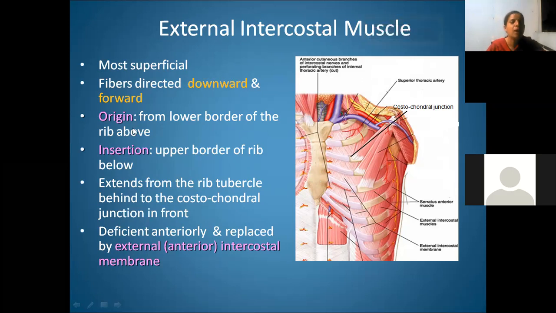Sternum you are finding. The origin, now see, is the lower border of the rib above. Fibers are running downwards and then it gets inserted into the upper border of the rib below. Lower border of the rib above is origin, comes down, gets inserted into upper border of the rib below. Now basically this muscle is not present anteriorly, it is deficient anteriorly. Here we will have only intercostal membrane. We do not have muscle fibers.